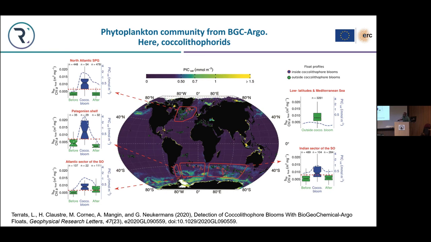And you can see that in the North Atlantic, the Patagonian shelf, the Southern Ocean, and either Atlantic or Indian sector, we are able to resolve. And here we have some kind of end member that says that outside this high latitude, we do not catch with floats some signature of coccolithophore.